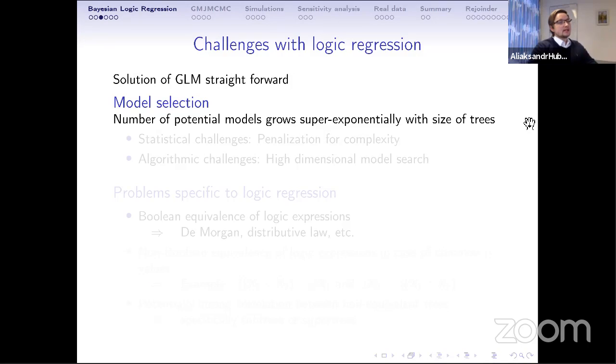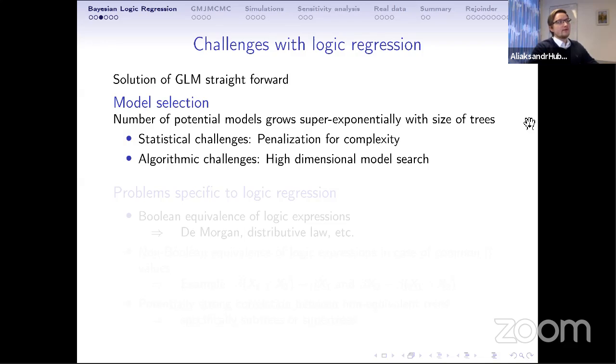Whilst for fixed gamma and a fixed selection of logical trees the solution is really straightforward, both in the frequentist and the Bayesian context, we definitely know how to make inference on generalized linear models, the model selection problem becomes much more complex. The number of potential models grows super-exponentially with the size of the trees. Hence we have some statistical challenges, in particular, how to penalize for the complexity of the trees in a way to have control over the false discovery rate and still get reasonable power of detecting individual logical trees.